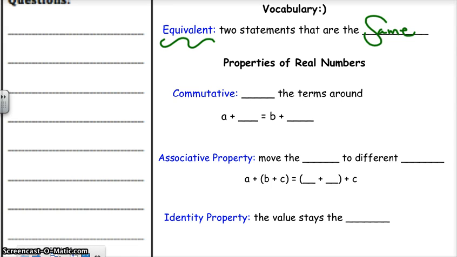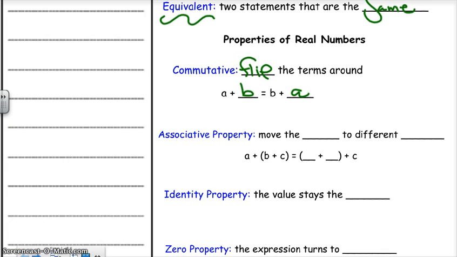Commutative just means flipping the terms. Flip them or switch them. That's all it means. What I mean by that, algebraically, talking in letters, is A plus B would be the same thing as B plus A, flipping the two terms. Okay?